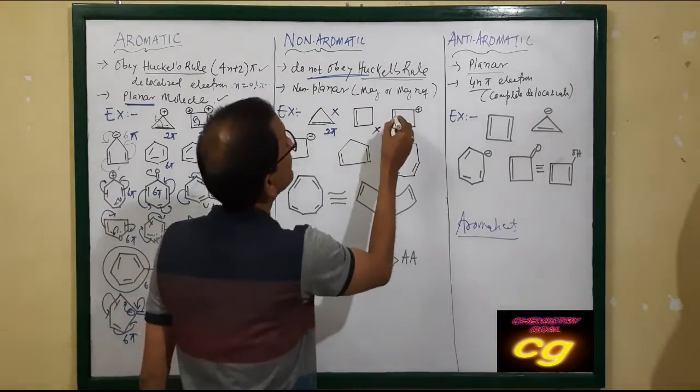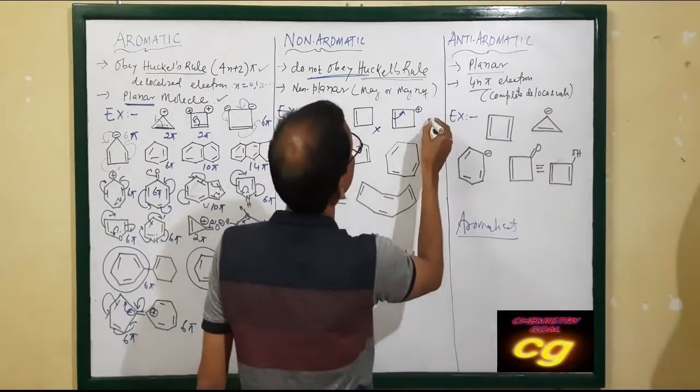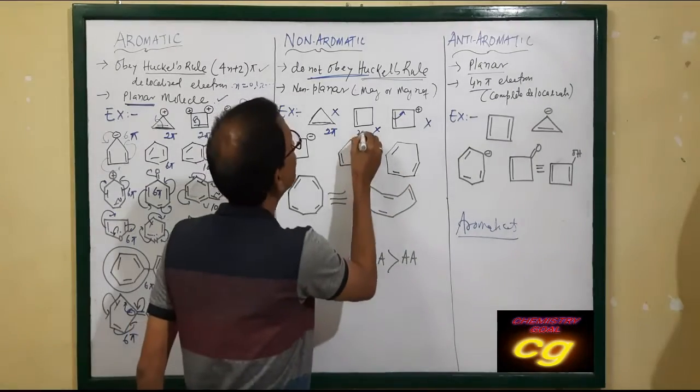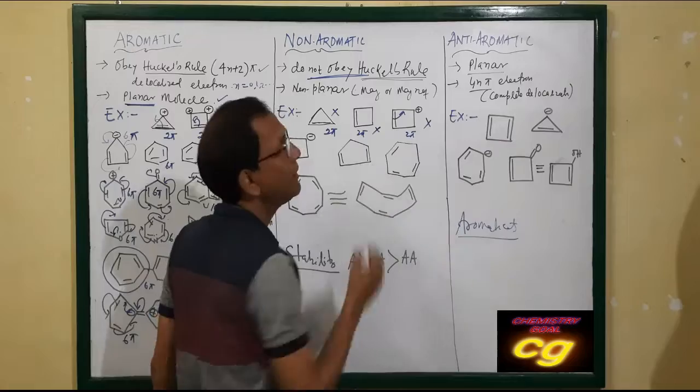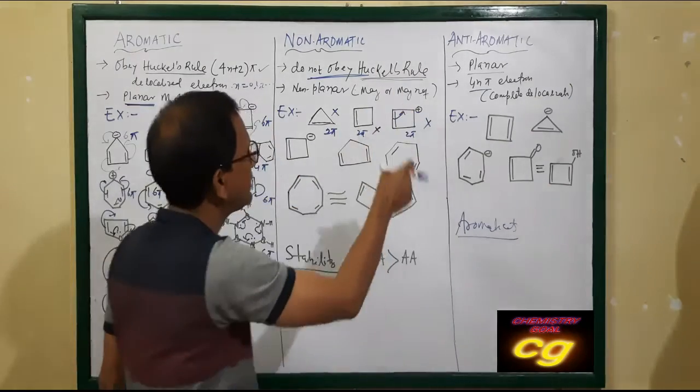Here only one side is possible, but this side is not possible. So no complete resonance. Although it contains 2 pi, there is no complete delocalization. That's why it is non-aromatic.